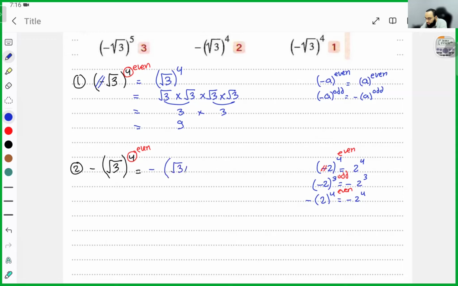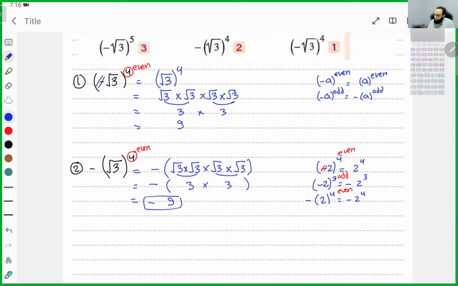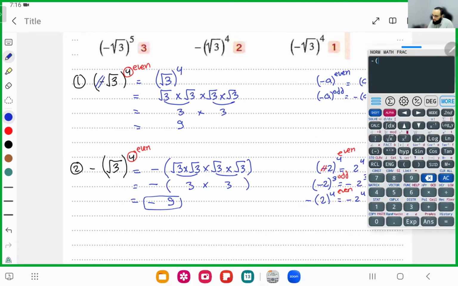Root 3 times root 3 times root 3, 4 times, because the power is 4 and the negative is outside the bracket. This is the negative as itself. These are 3 and these are 3. 3 times 3 is 9, and this is negative 9. This is the answer. You can do it with the calculator: negative, open bracket, root 3, close the bracket, power of 4, it's negative 9. But look, if you put it inside the bracket, it's going to be 9.